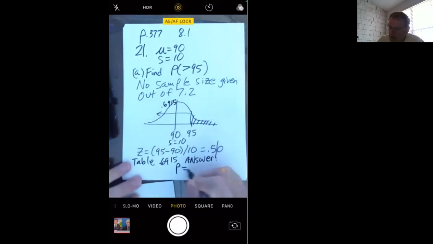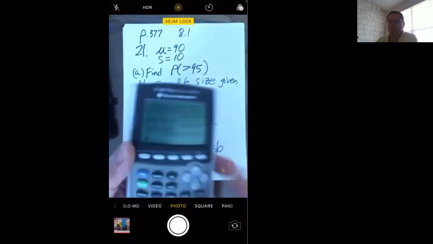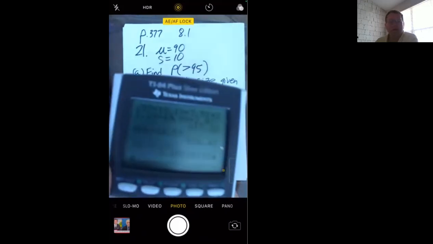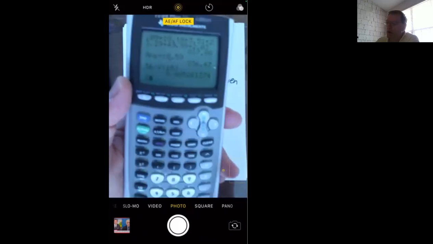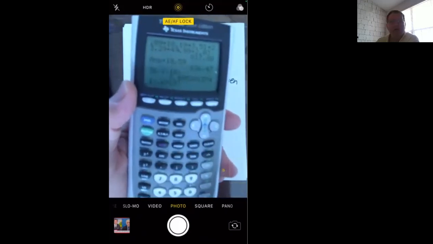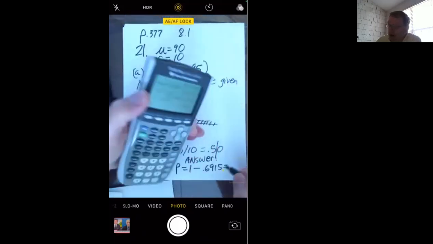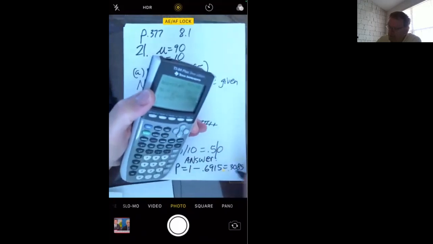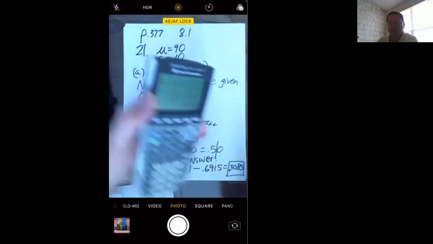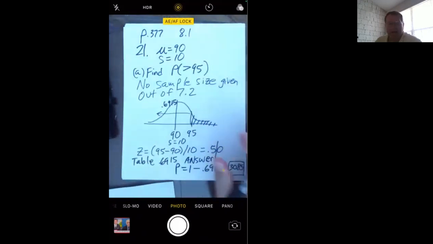The answer, though, the probability would be 1 minus 0.6915. The right side trick. 1 minus 0.6915 is 0.3085, about a 30% chance. So straight out of chapter 7, a forwards word problem.